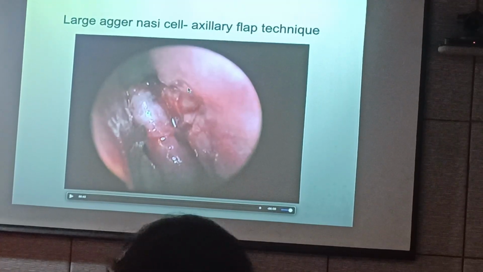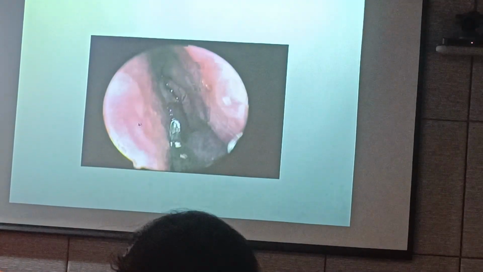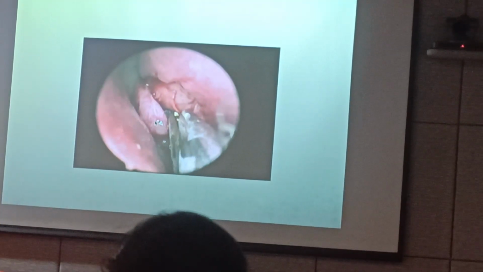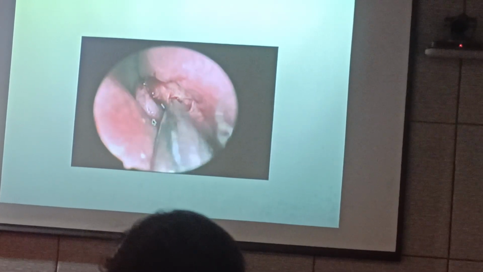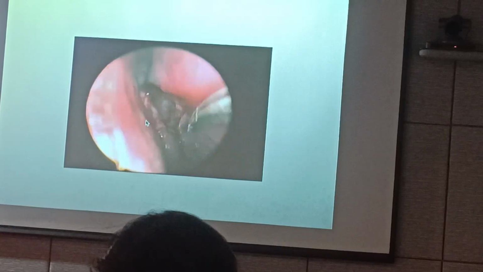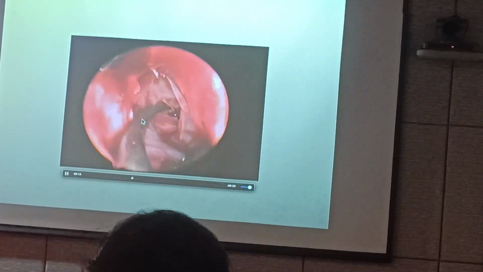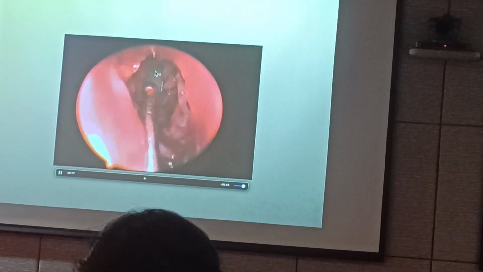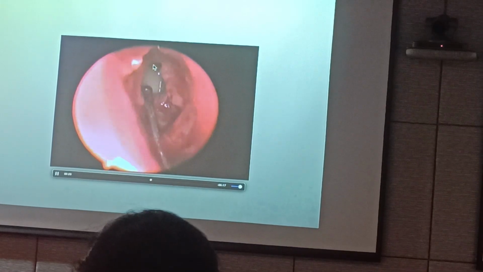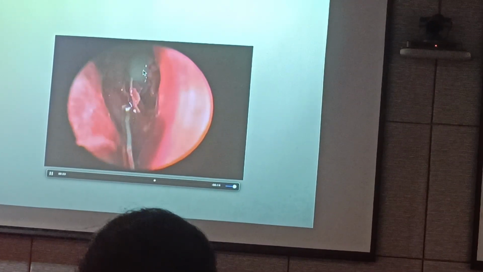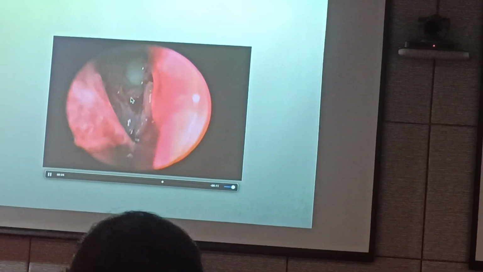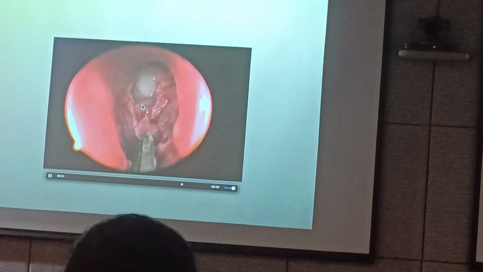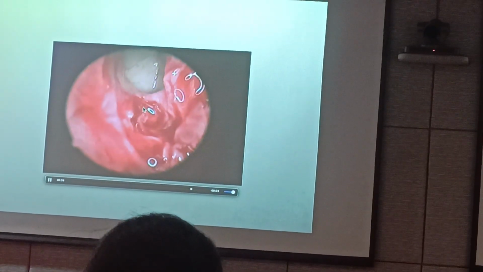So then you have exposed the agger nasi cell here, and then with a punch you remove the anterior wall of the agger nasi cell. And after you remove the anterior wall, you remove the posterior wall of the agger nasi cell. As you remove the posterior wall, you will start seeing the frontal recess opened up. You may see some cells. In this case, you can actually see the posterior wall of the frontal sinus. It's convex. And you must remember always to remove the medial wall. Don't leave that medial wall of the agger nasi cell. And that's how you go for a trans-agger approach for the frontal sinus.